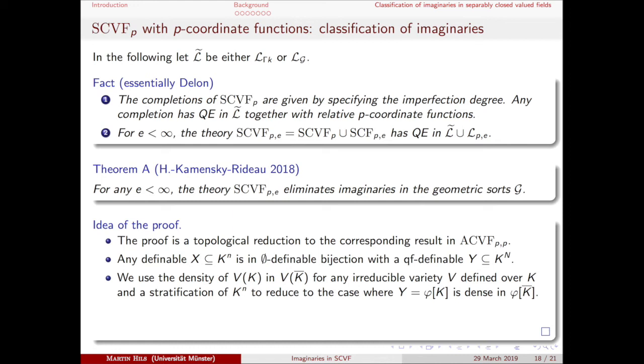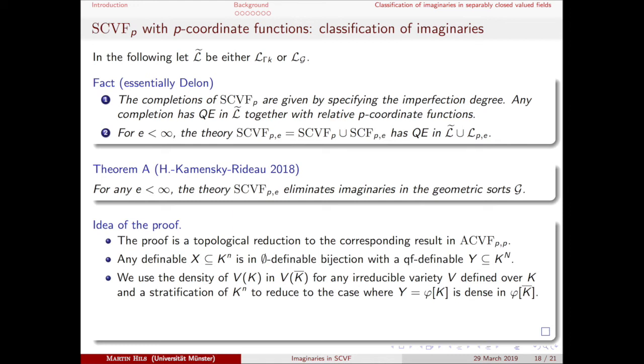Okay, the density I expressed in K: K is dense in K bar. But a little argument shows that for every irreducible variety defined over K, the K-points are also dense in the valuation topology in the K bar points. It's even true in much greater generality, but for separably closed fields, it's rather easy to see.